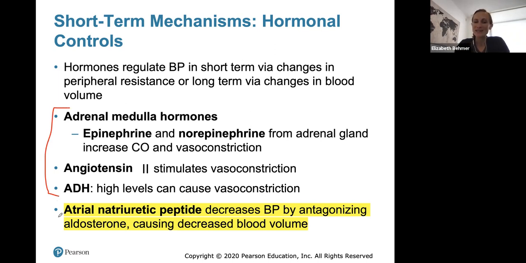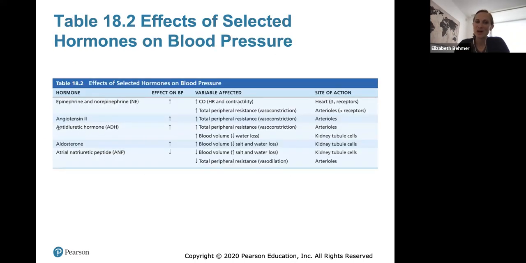But the one that decreases blood pressure is called atrial natriuretic peptide. It decreases blood pressure by being an antagonist, or doing the opposite of aldosterone. So ANP, as it's labeled, causes decreased blood volume and decreased blood pressure, and it's released from your heart. So here are all the selected hormones and the effect that they have on blood pressure. And again, ANP, atrial natriuretic peptide, is the one that will decrease blood volume and decrease peripheral resistance to decrease blood pressure.